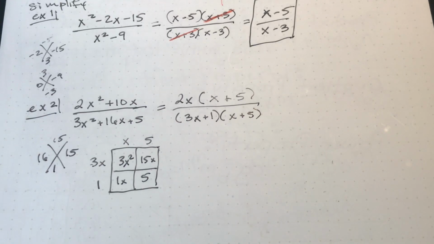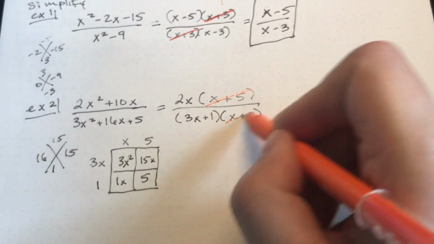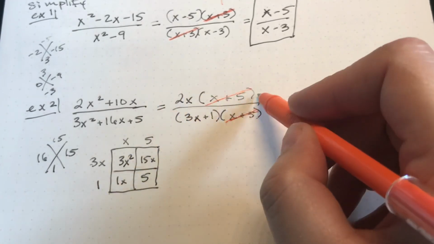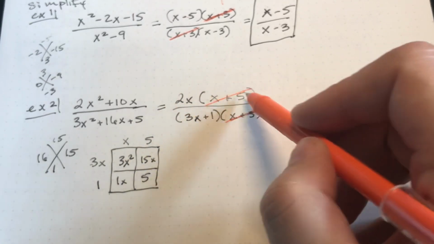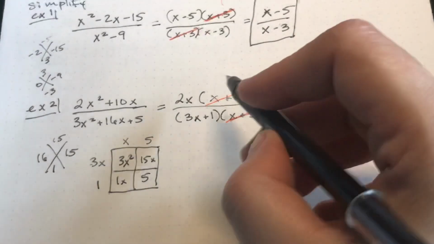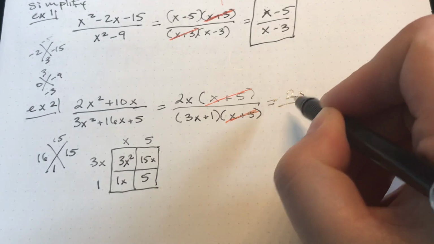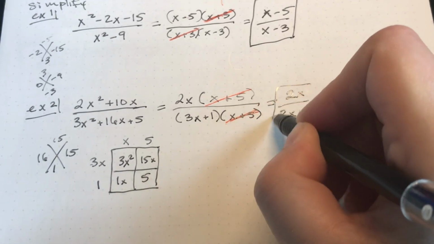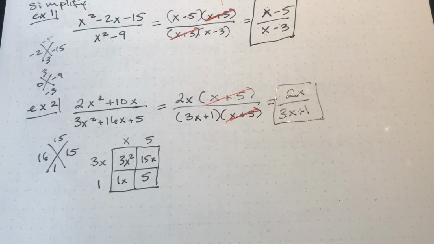All right. Now I see I have an x plus 5 and an x plus 5. So those are the same. This is all multiplication, right? We've broken it into multiplied pieces. So I can cancel those out. That makes 1. And so now I have 2x over 3x plus 1. And I am done. That's all I can do. And so that's my answer.